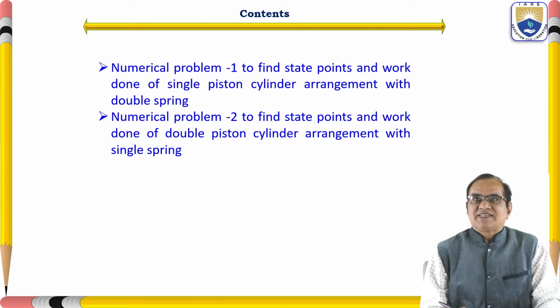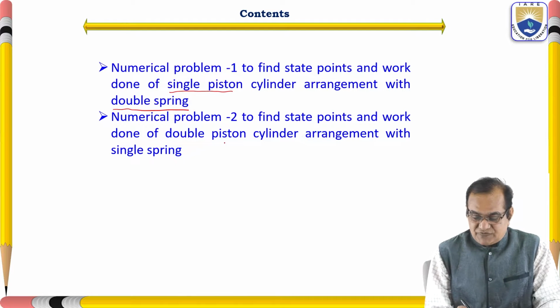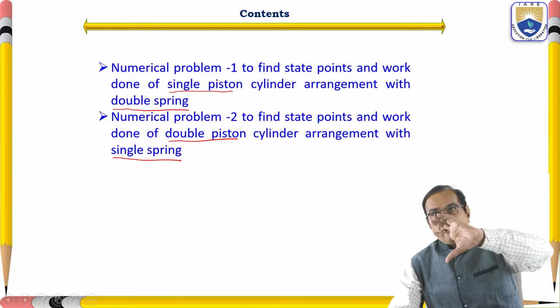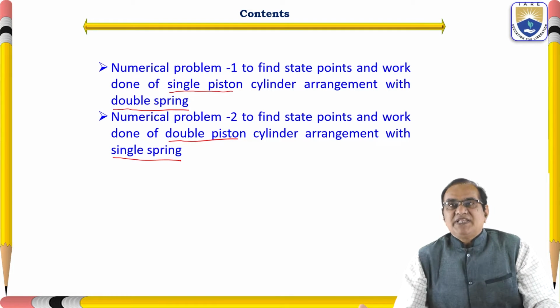So here you can see that in the first case we have a single piston with double spring. In the second case we have the double piston and the single spring. So here 2 opposite types of problems are there, and this type of situation may arise in society, in the environment, or in any engineering application. Whatever problem I am solving here, I have taken from the Sengel book, Engineering Thermodynamics, and these are also given in some NPTEL lectures.